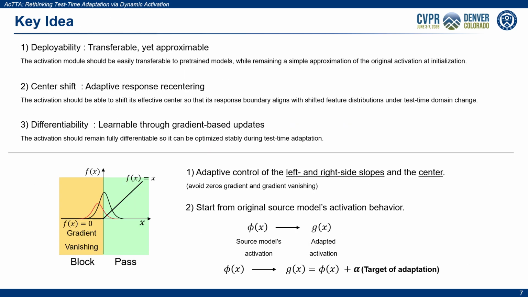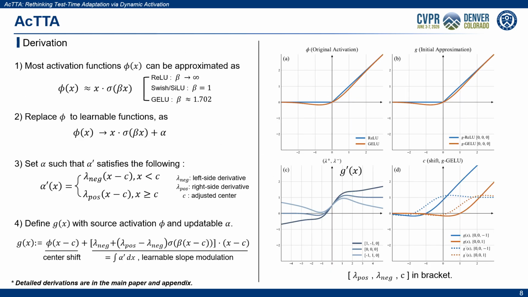First, deployability. It must plug into any pre-trained model and exactly recover the original activation at initialization. Second, center shift. It must move its response boundary to align with the shifted feature center. And third, differentiability. It must stay fully learnable for stable gradient updates. In short, we adaptively control the left and right slopes and the center, starting from the source model's own activation while avoiding dead gradients. Here's the formulation.